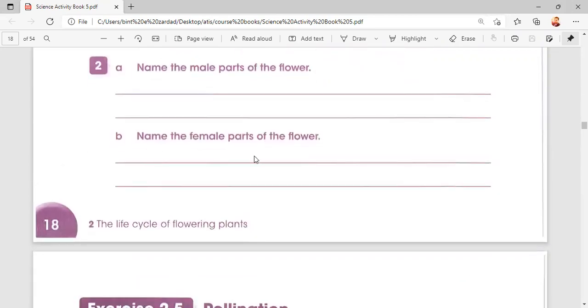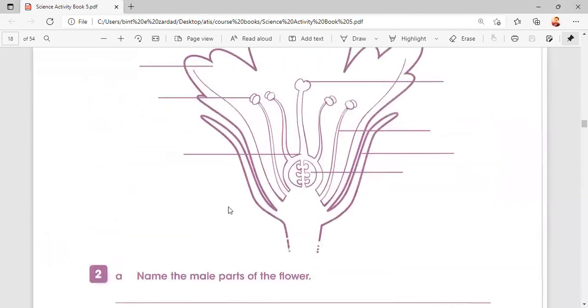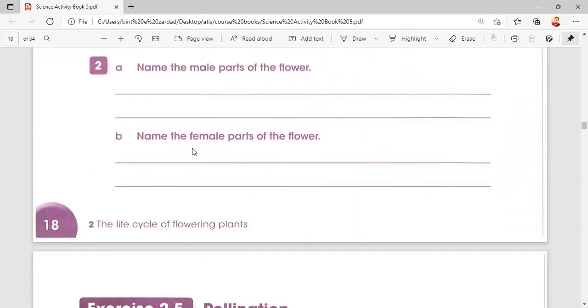What is the female part? Stigma. Carpel is the complete name, but there are four main parts inside: stigma, style, ovary, and ovule. So these are the female parts. But the complete name you can also say carpel.